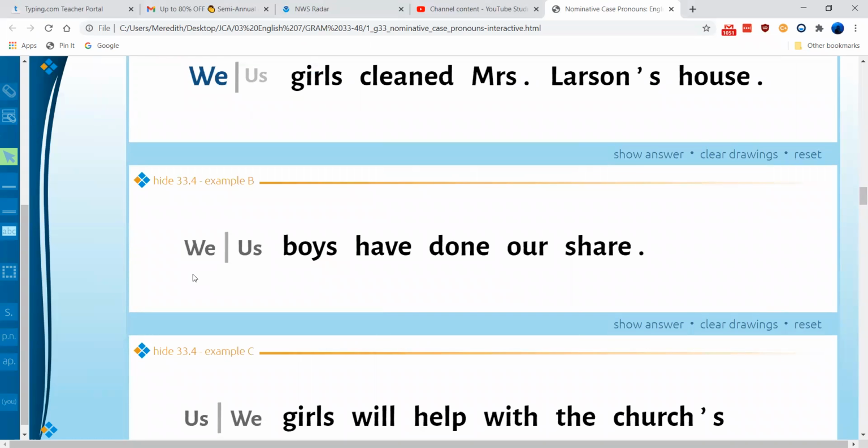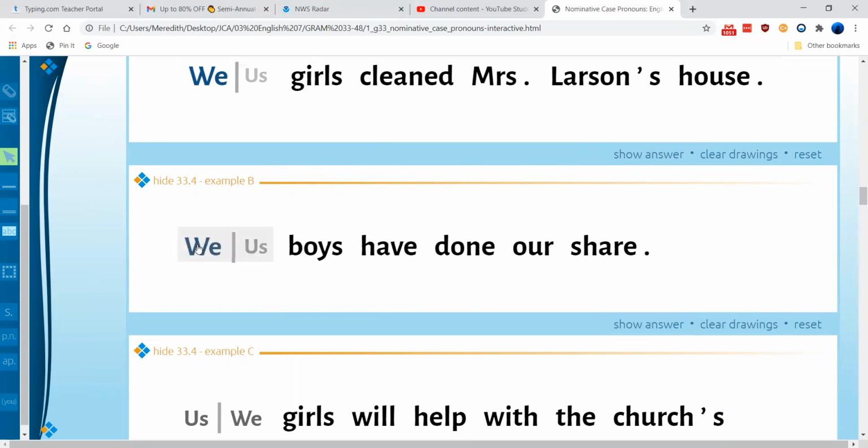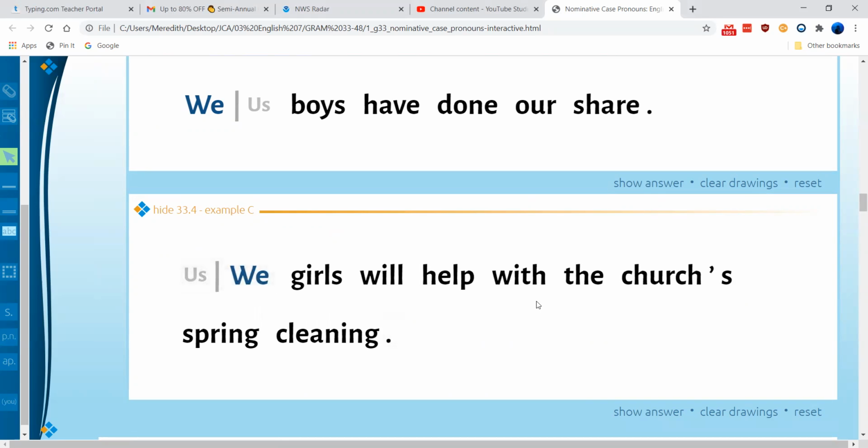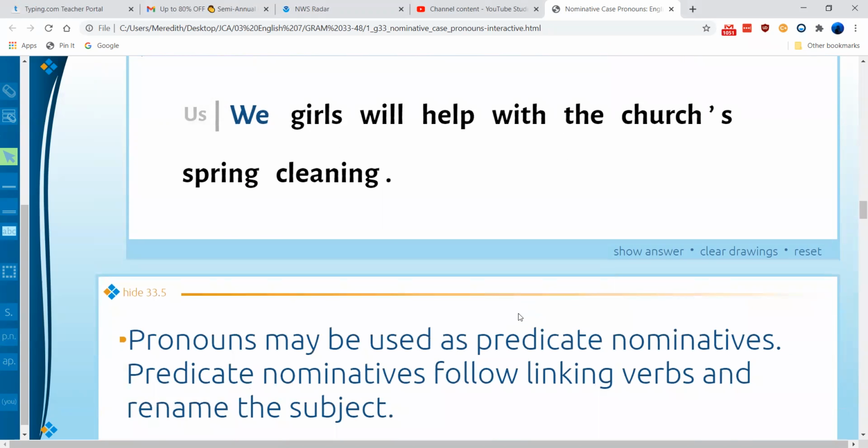Again, we boys have done our share. So we would say we, because if you took out boys, you wouldn't say us have done our share. You would say we have done our share. And the same thing with this one. Girls is an appositive, so take it out. We will help with the church's spring cleaning. And then you see that that makes much clearer sense in this case.